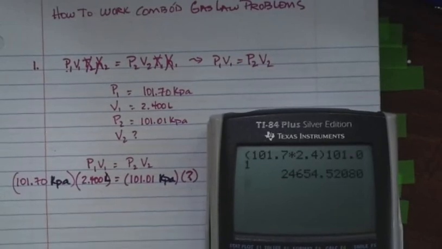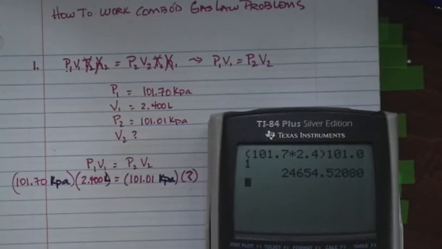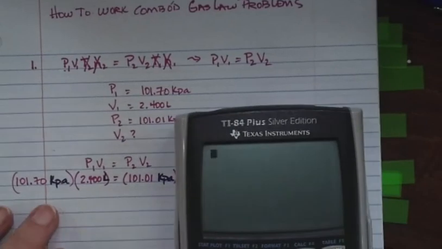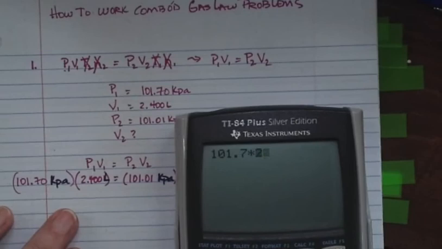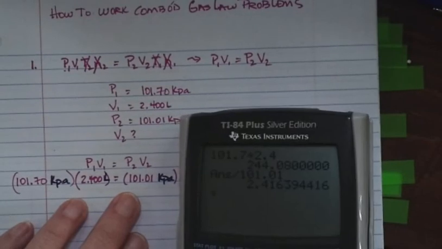And I've got this ugly answer. Is that okay to have an answer like that? I don't know. Let's plug it into our calculator again to be sure. Let's make sure I did this right. 101.7 times 2.4, and I didn't put parentheses, so I'm going to put enter here. And then it's going to be divided by 101.01. There. Looks like I punched them in wrong the first time around.